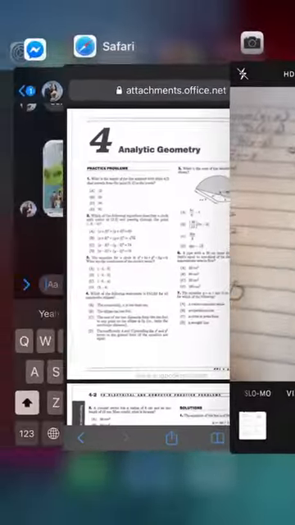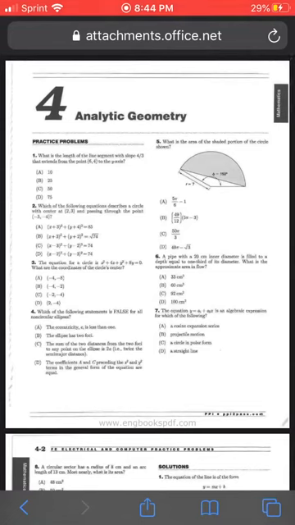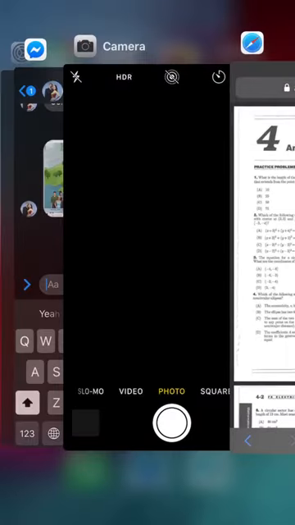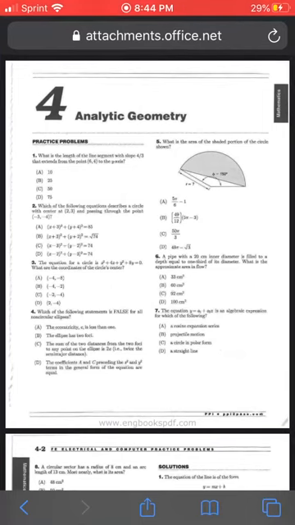Let's move on to number 3 next. The equation for a circle is x squared plus 4x plus y squared plus 4y is going to equal 0. What is the coordinate of the circle center? So let's write out that equation.